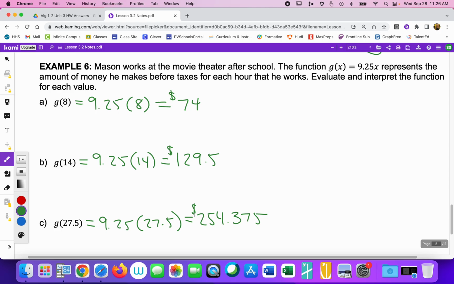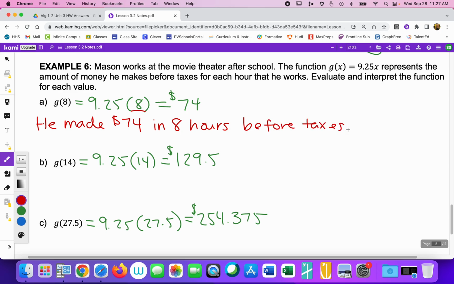So, if I plugged in 8 and got 74, what does $74 mean? But he worked for 8 hours. So the 8 is how many hours he worked, and he made $74 in 8 hours. This is the interpretation for each value, if you're asked to do that. Now, it did say specifically before taxes, so you really should mention that.